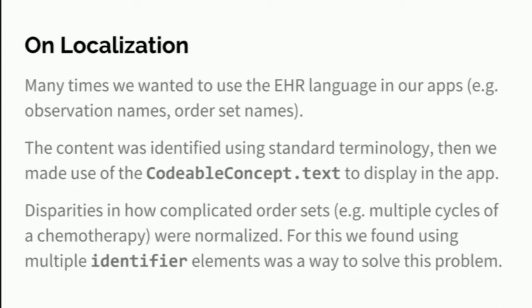Especially with order sets. If you're in oncology or any of these specialty areas, with these plan definitions or order sets, the spelling of the names is very specific, and practitioners, the actors in the system, would like to see, when they launch the SMART app, AC followed by T spelled the same way that they see in their system. The way we did this was we used the CodeableConcept text field to localize. We asked the EHR developers to emit the spelling of the localized concept in this text field, and that's what we would display in our app.